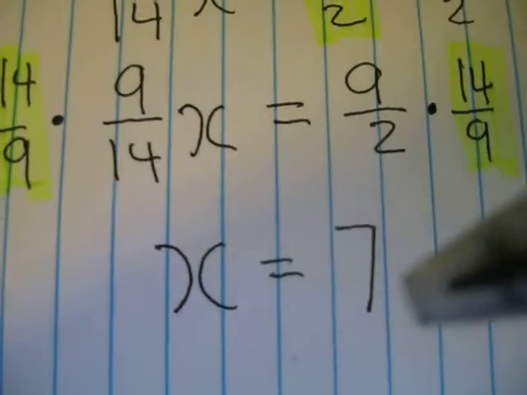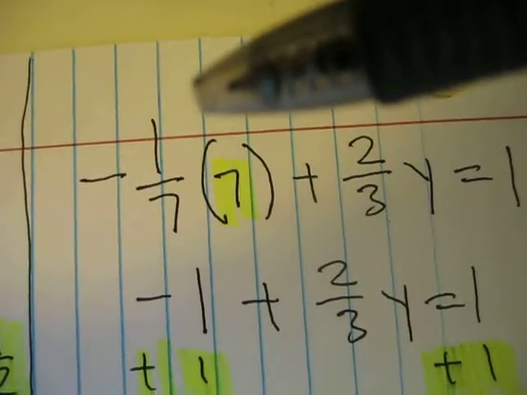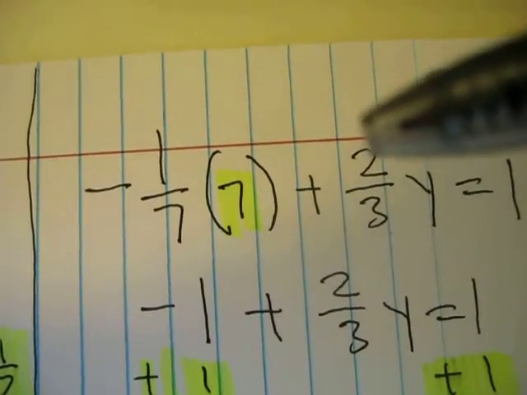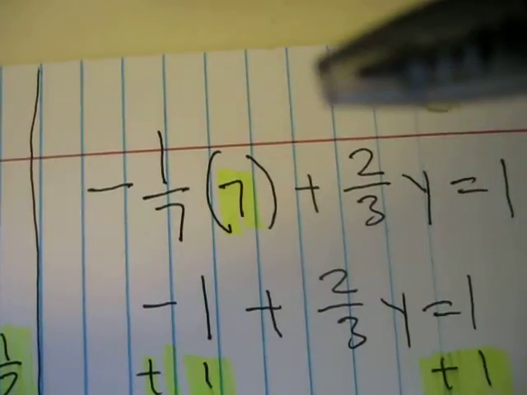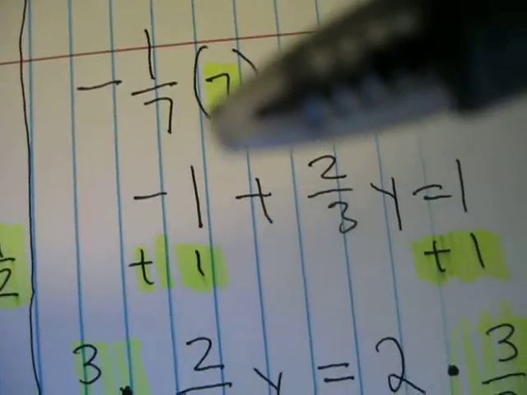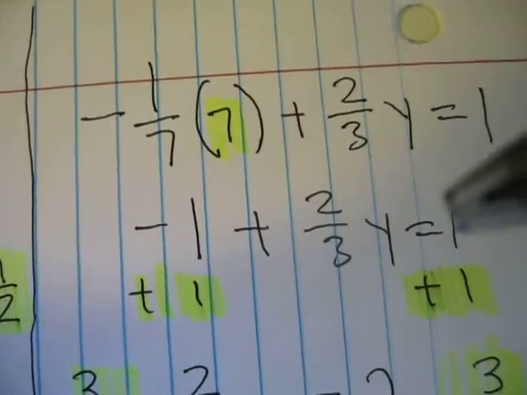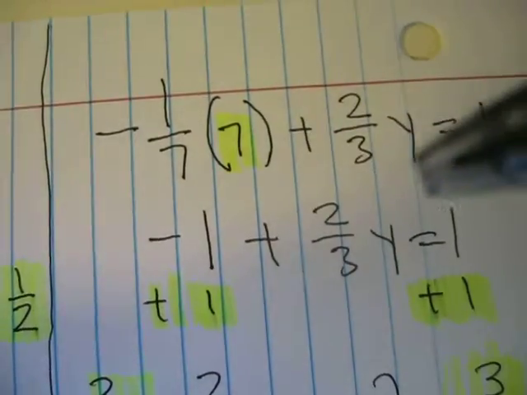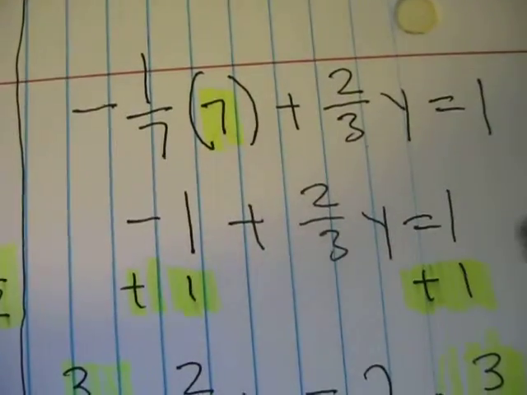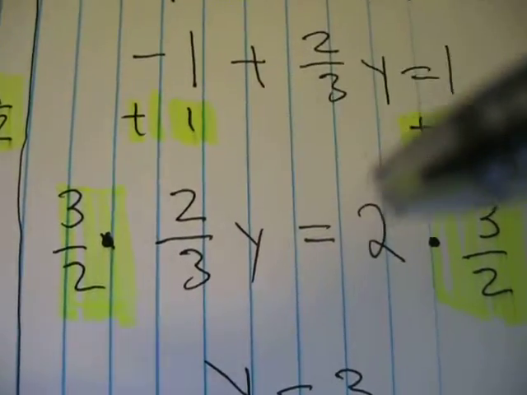To check our answer, we plug it into our second equation. So -1/7 times 7 plus 2/3y would equal 1. -1/7 times 7 is -1, and plus 2/3y equals 1. We want to get the variables to one side and non-variables to the other, so we add 1 to each side, which gives us 2/3y = 2.